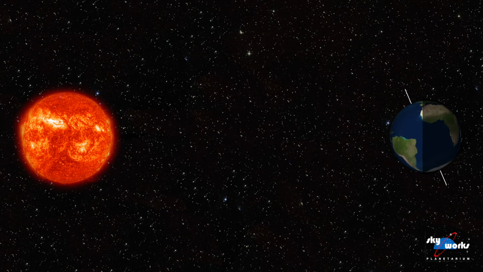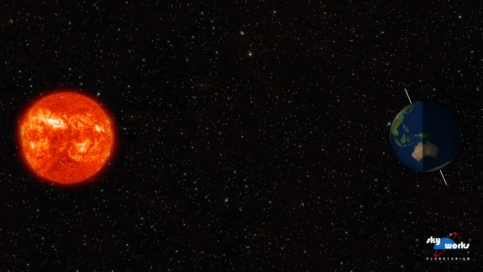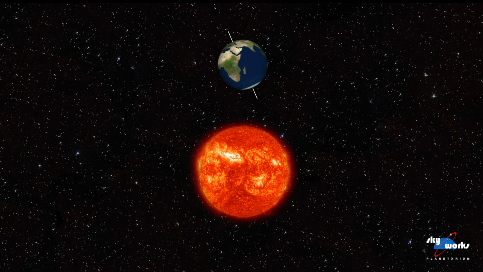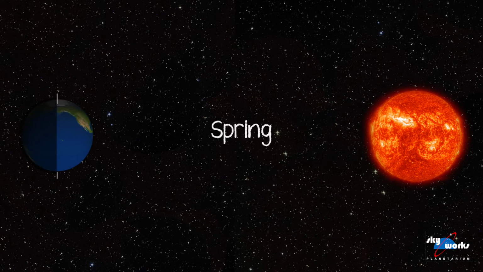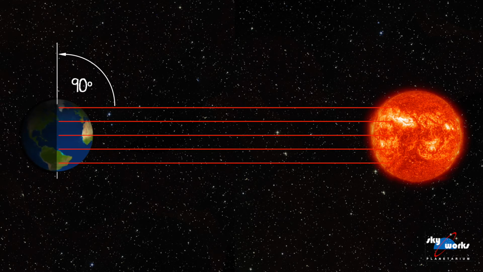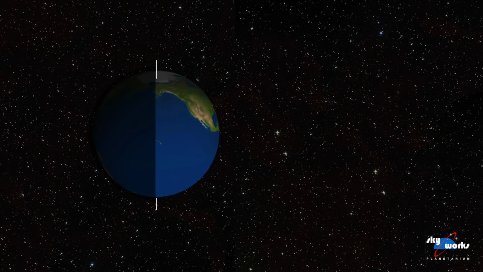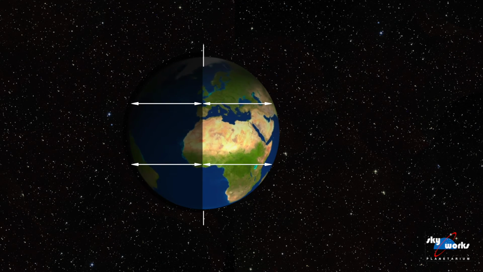We could also ask, what happens to the length of day and night in spring or autumn? Let's have a look at the Earth in its spring position. But this time we'll move our viewing position in space so that the Sun is on the right and Earth on the left, with the South Pole facing away from us. We can see that in spring the Earth's axis isn't pointing towards or away from the Sun. Instead, the axis is at 90 degrees to the Sun's rays. Because of this, night and day are exactly the same length everywhere on Earth.